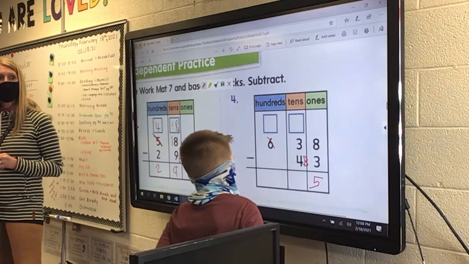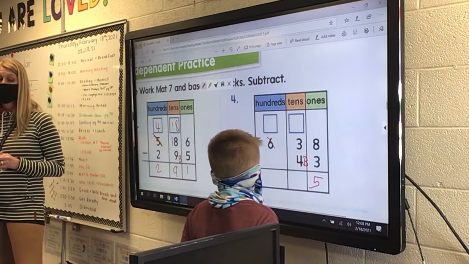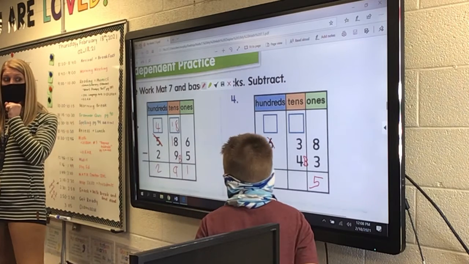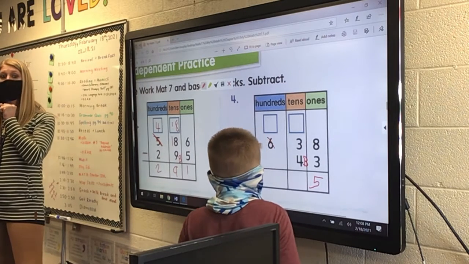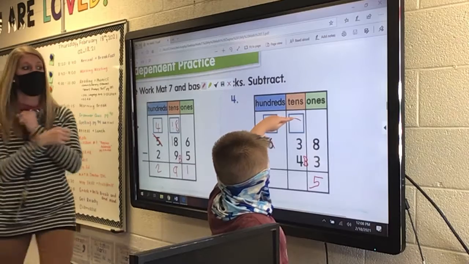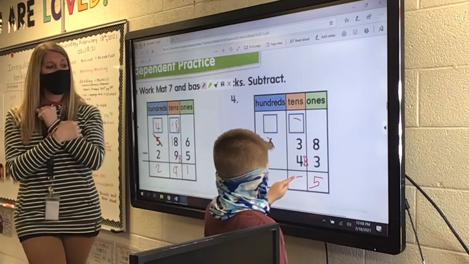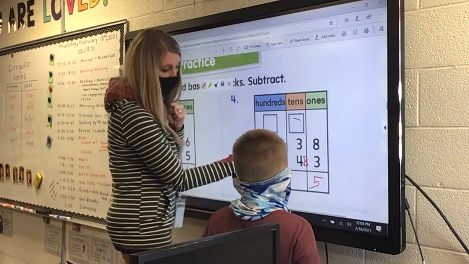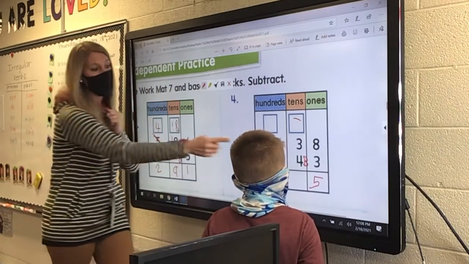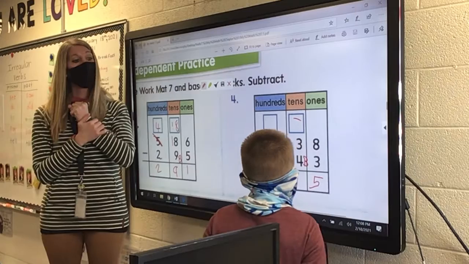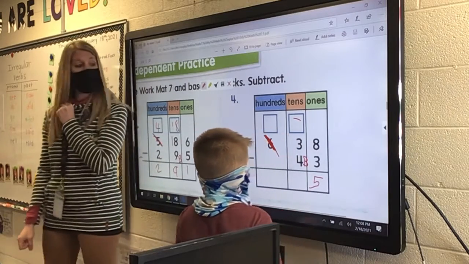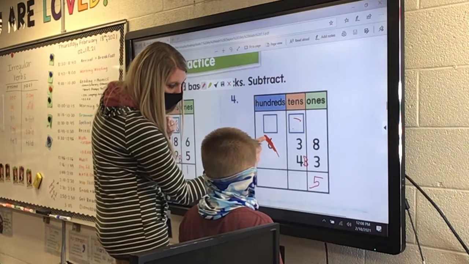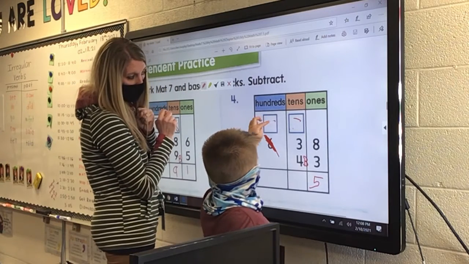The 6 now becomes a... I have 6, and I'm going to take 1 away. 5. No. Where do you write your 5? No. You're borrowing. You're crossing off your 6. That 6 now becomes a 5. Put the 5 up there. No, you put it above the 6 because you're crossing off the 6 and you're taking 1 away.